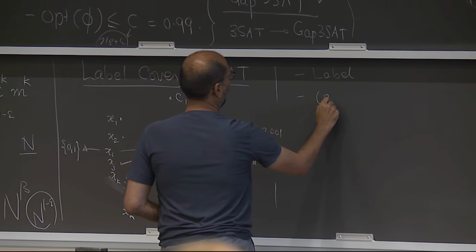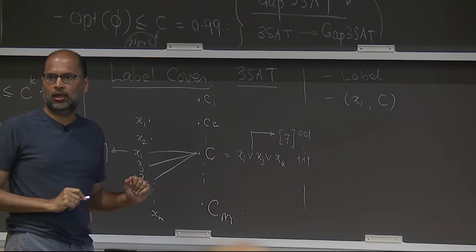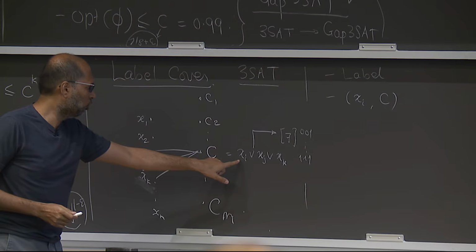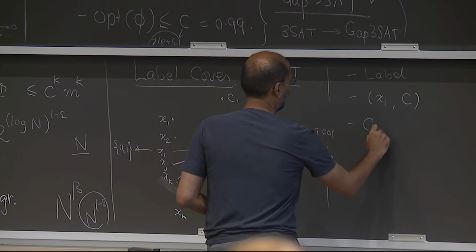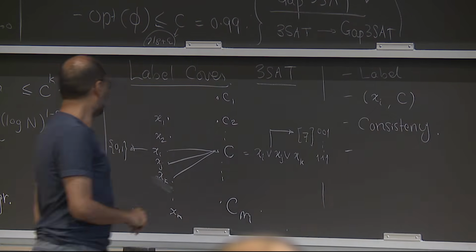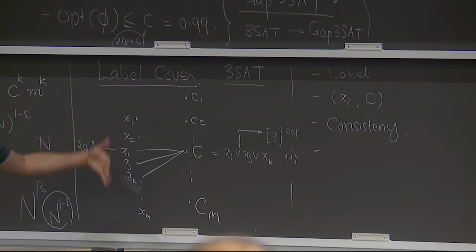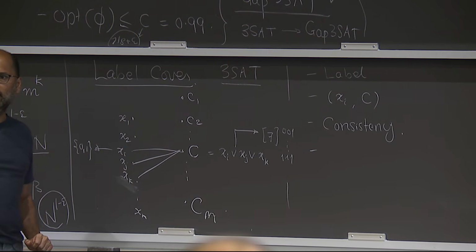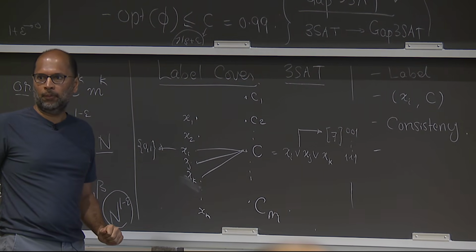Then there are constraints between a clause C and a variable xi which appears in that clause. And the constraint is simply consistency. Whatever label you want to give to the clause, you must assign the same value to xi on the other side. Right? So that's just the consistency check. And that's it. That's the problem. Find a labeling so as to satisfy as many of these edges as possible. Edges are just consistency checks. Right? So that's what is called label cover.